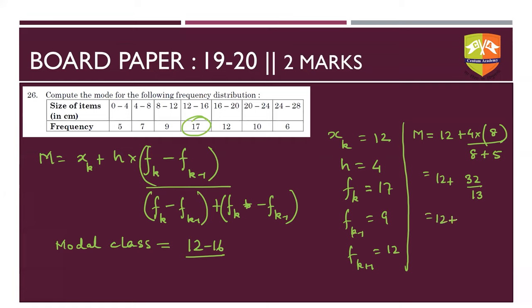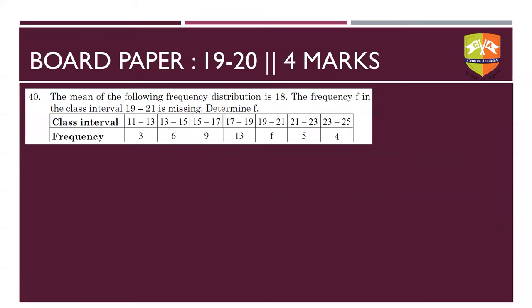13. So 12 plus 2.46, so this is 14.46. How many of you are getting 14.46? Yeah, 14.46, correct. So this is, again, a 2 mark mode. So again, we are going on with the same thing, mean, median, mode. Nothing great so far. I'm just solving in front of you so that even if you are taking time, don't worry. Every other board paper will have this missing frequency thingy.